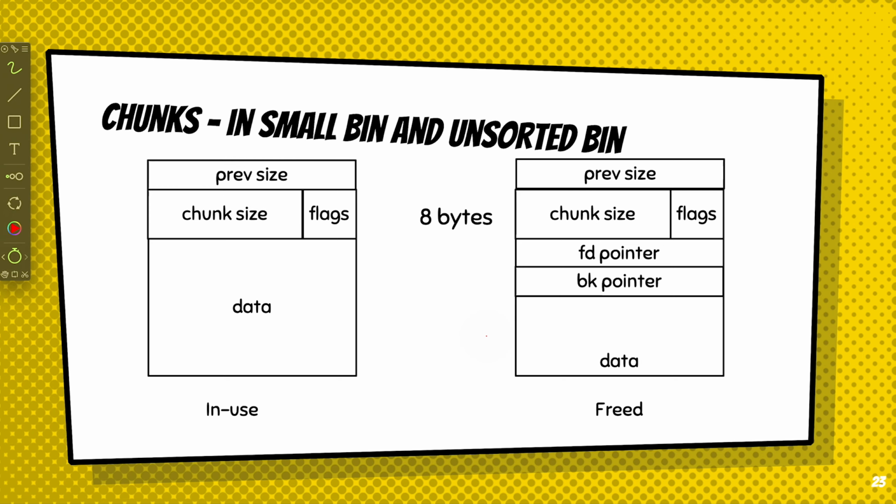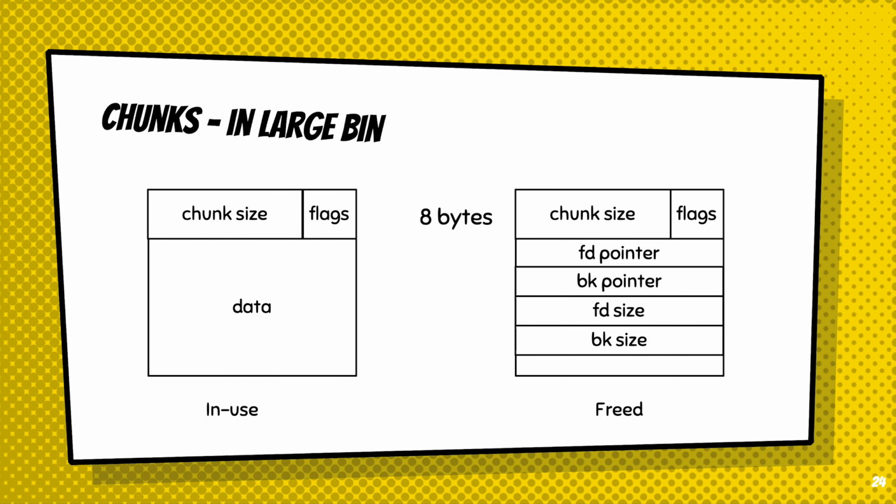So that's why we want both a forward pointer and backward pointer. And then even further in large bin, we store even more information when a chunk is freed. So it's not only just a forward pointer and a backward pointer, it's also the size of forward and backward. And the reason is also because for large bin, you don't know the size of the current or the previous chunk that is connected within the same bin, because in large bin they're going to store all the chunks within a similar range into the same bin.